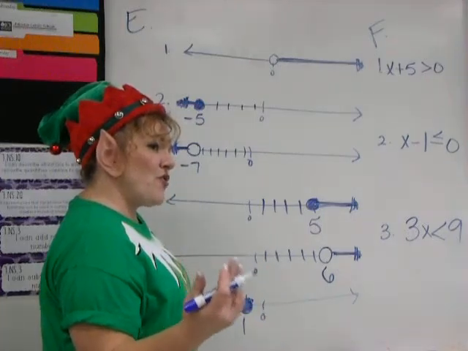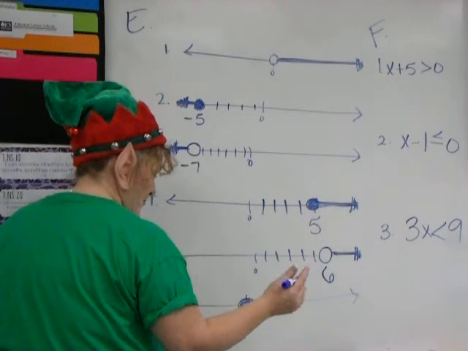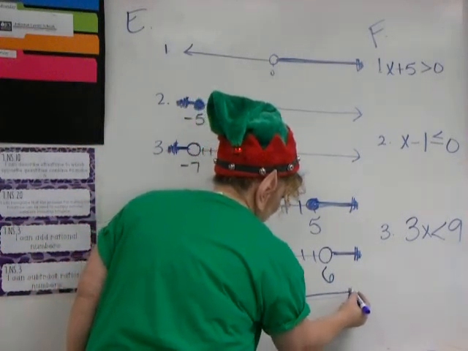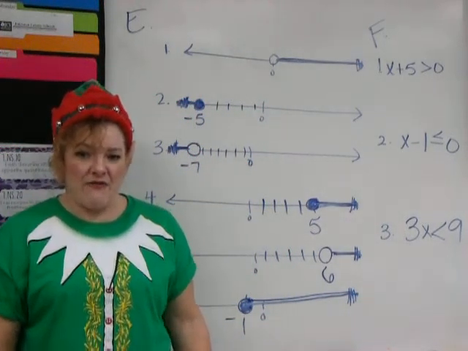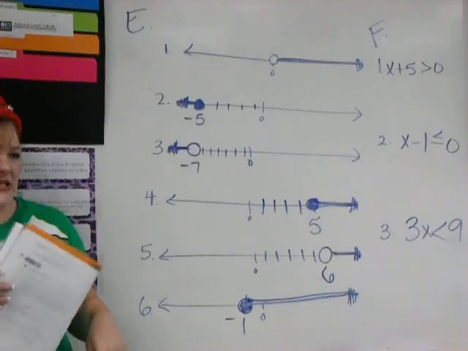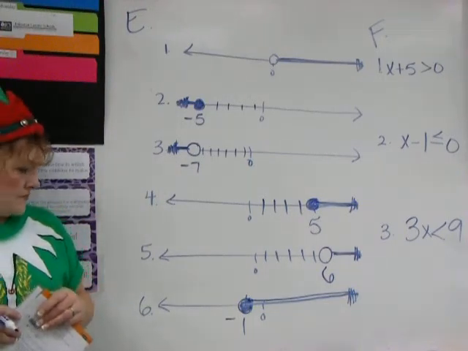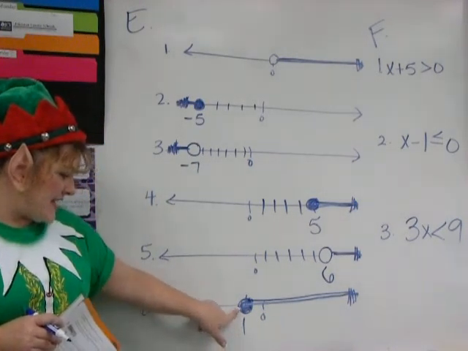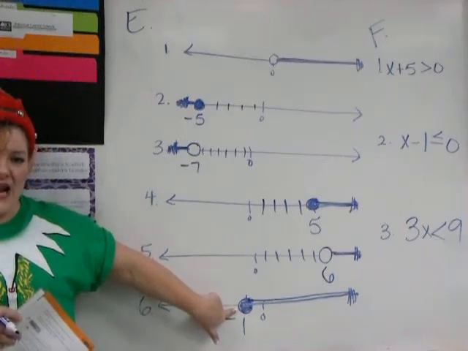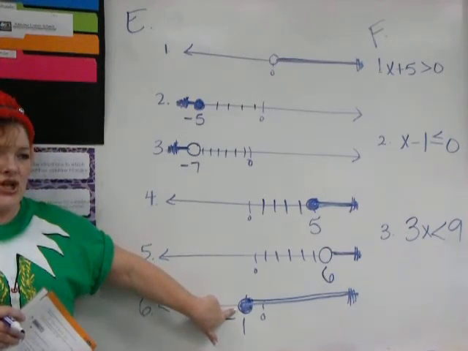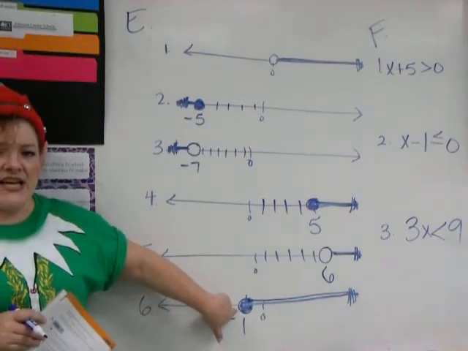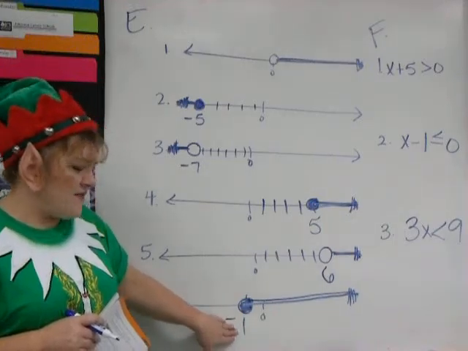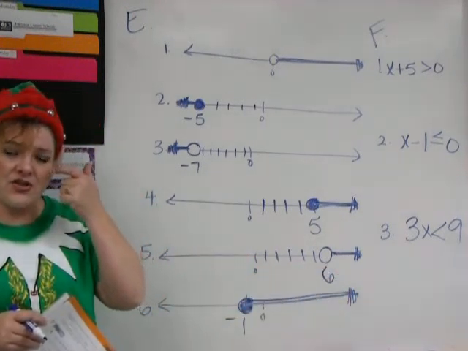Now, what numbers are greater than -1? To the left or to the right? To the right. And so that's how you would graph number 6. Number 6 is colored on -1 because -1 is included. It is a closed circle, and it is greater than -1 and includes -1. So then you would color the line to the right.